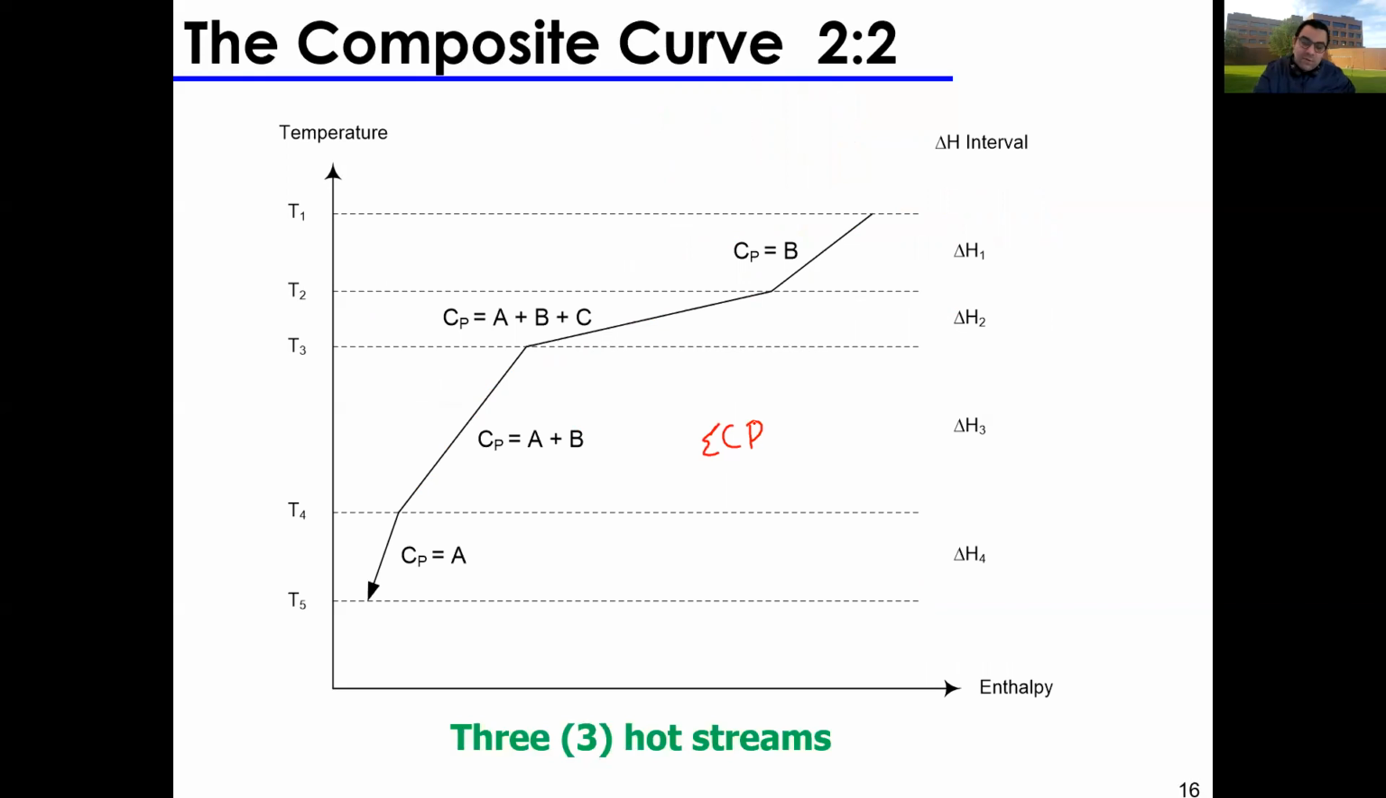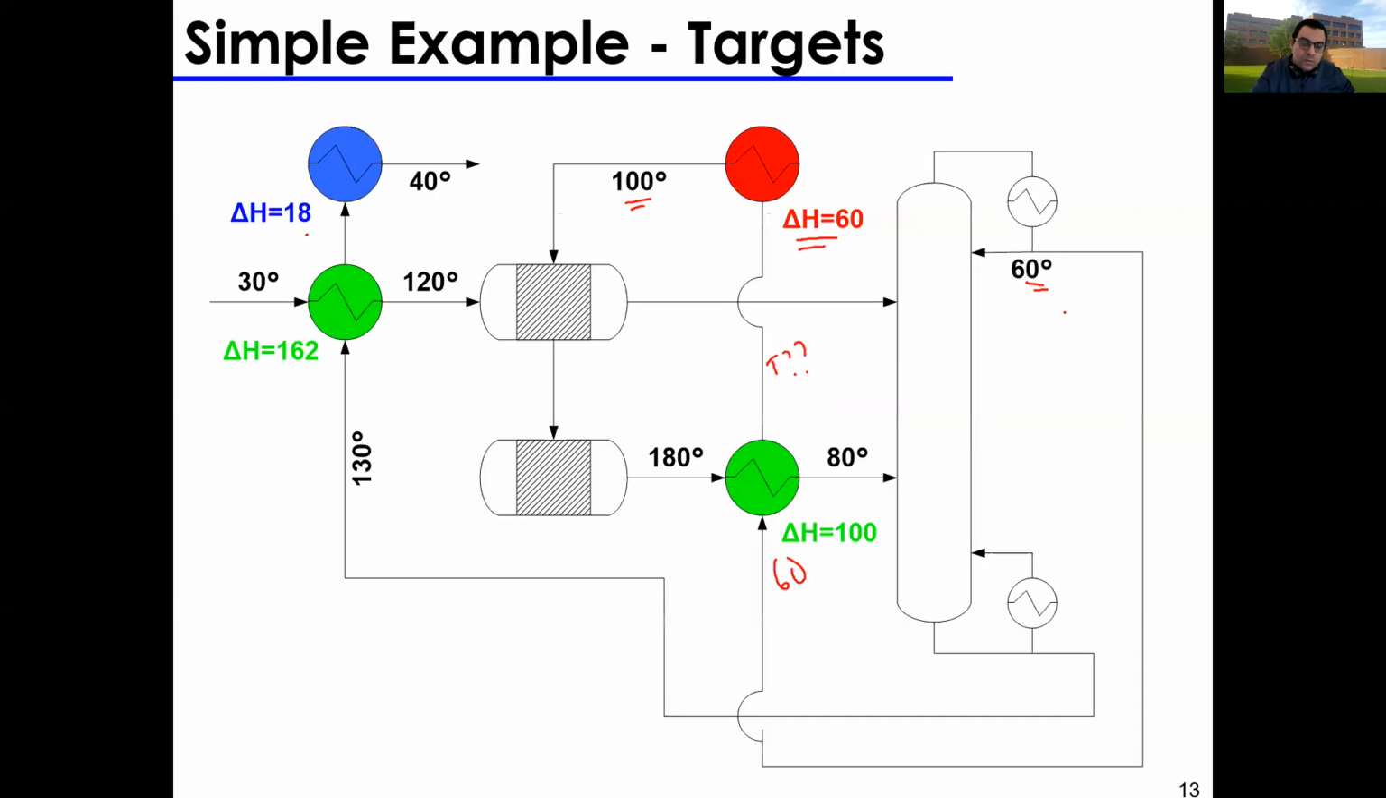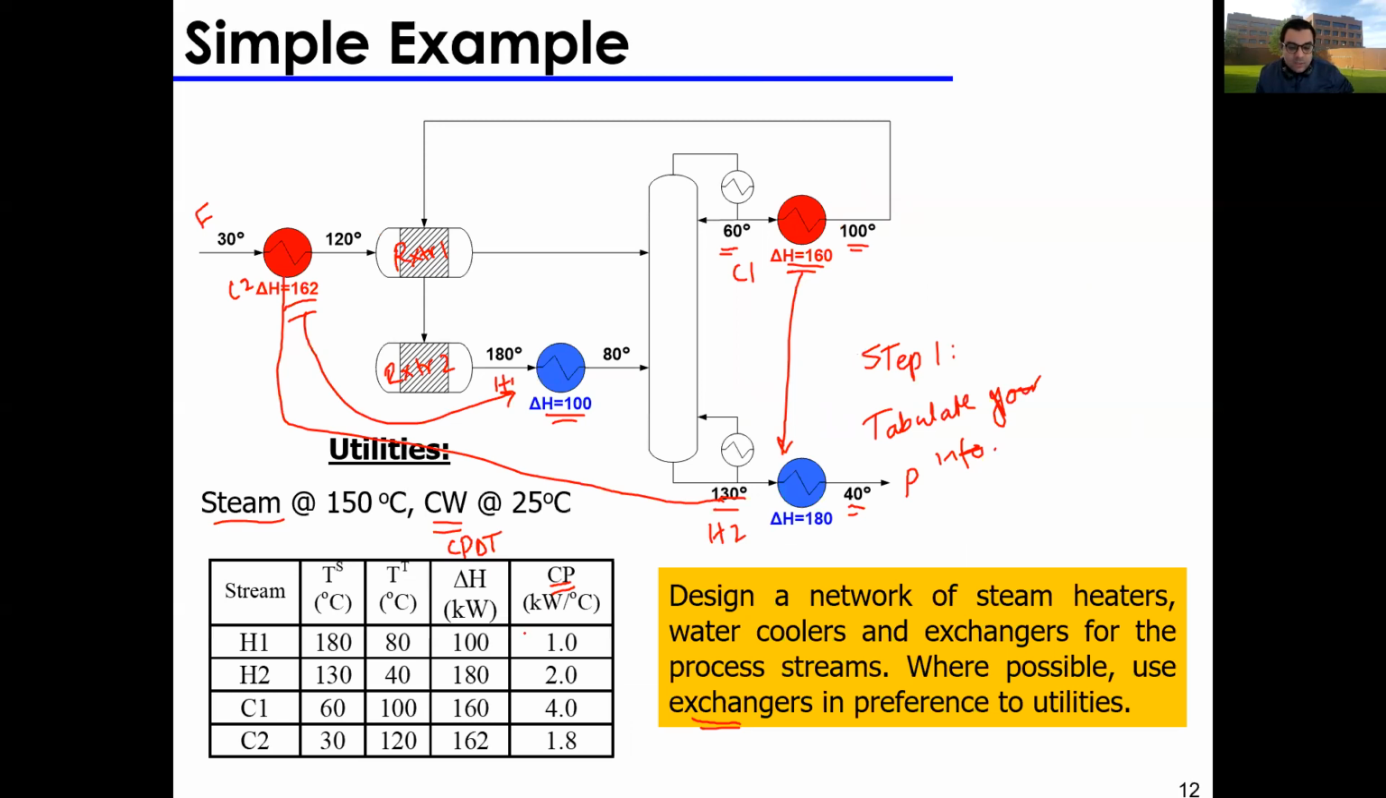Okay, so let's have a look at an example. So let's go back to the example we have. If you recall, we said let's do the hot composite curve. So I have two hot streams, right? I have H1. It's going from 180 to 80 with a CP of 1, and then I have H2 going from 130 to 40, and this has a CP of 2. And this was given a few slides ago, right? If you recall, it's right here. So H1 180 to 80, CP of 1, H2 130 to 40, CP of 2.